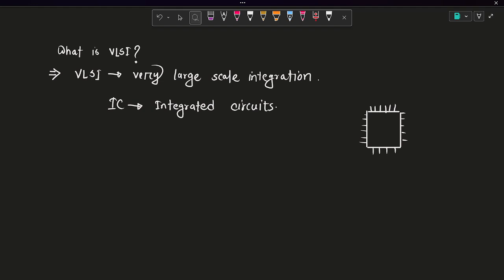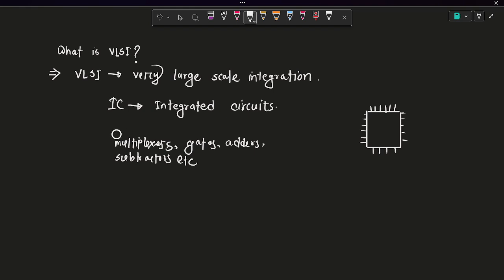The idea is to combine a lot of electronic components like multiplexers, then gates, adders, subtractors, and many others.